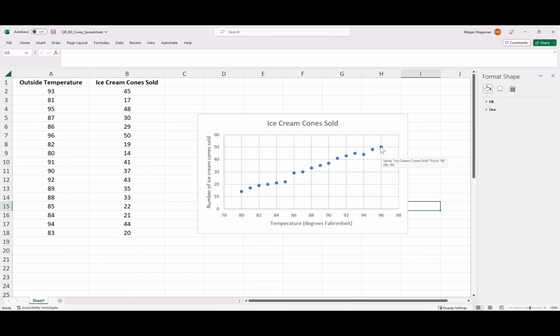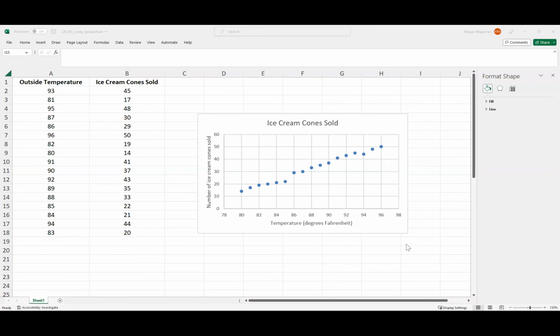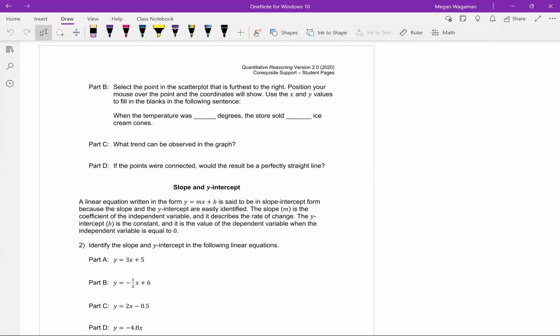So I'm going to go back to the workbook questions, but have a good picture in your mind of what's going on with this scatter plot and, in general, how it looks. And I'm going to switch back so you can see what I'm writing up for the workbook pages. All right, so part B is what we were just talking about. So this showed us that by hovering over that last point, when the temperature was 96 degrees, we had 50 ice cream cones sold.